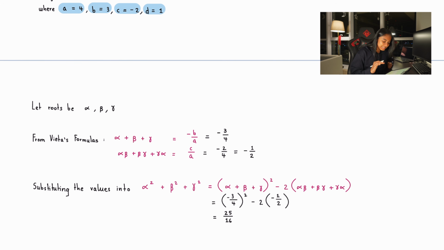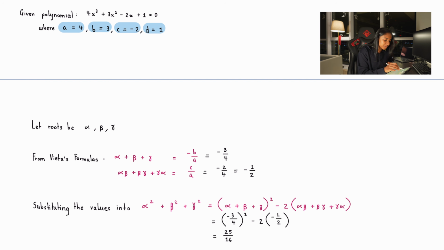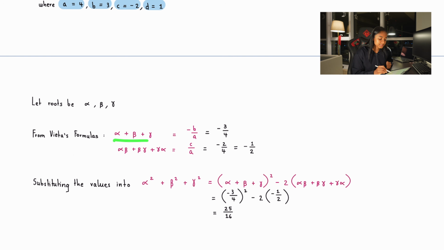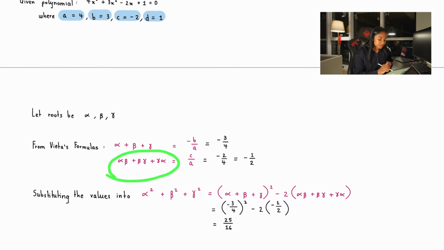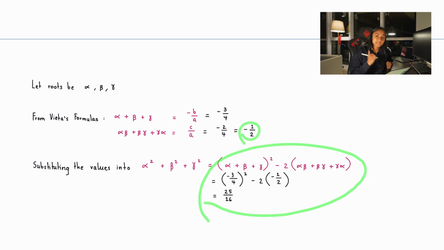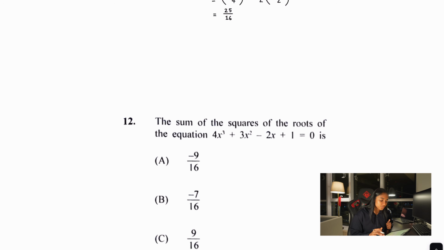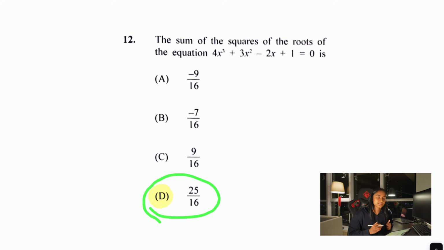So let's do that quickly. We see that from the polynomial, a is 4, b is 3, c is minus 2, never forget the sign in front, and d is 1. Okay? When we let the roots be alpha, beta, and gamma, we know that the sum is equal to minus b on a, so minus 3 over 4, remember from the polynomial. Then the sum of the pairwise products is c on a, so minus a half. We substitute that, put it in your calculator, and then simplify to get 25 over 16, which is an answer.